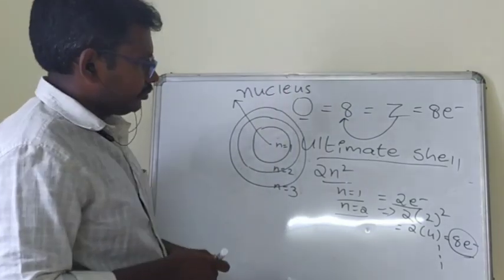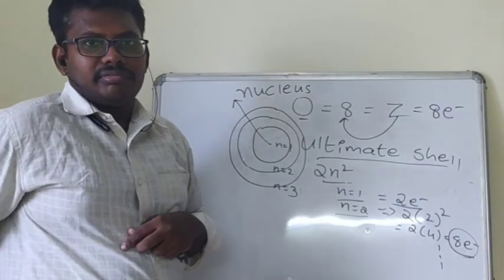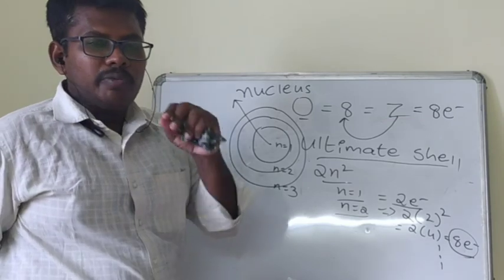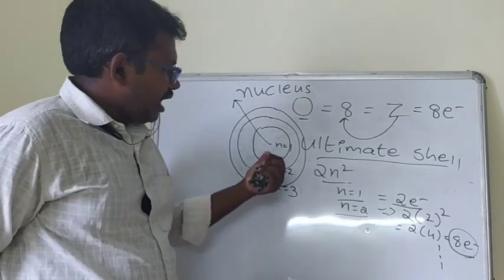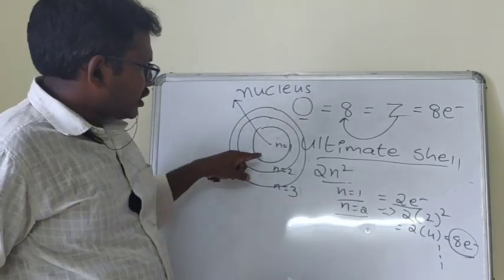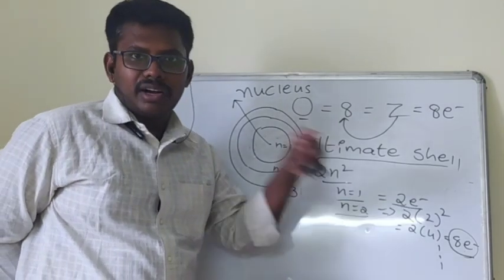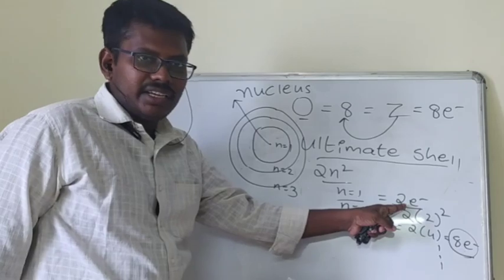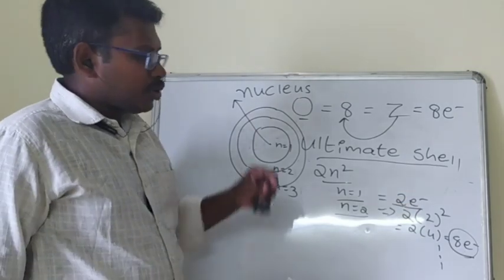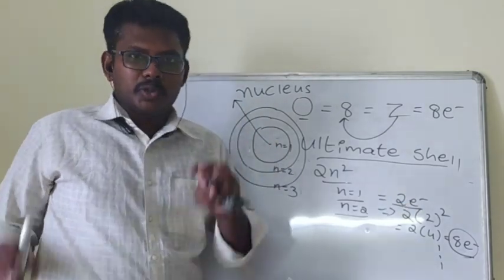Okay, now see. 8 electrons are there in the oxygen. Now I want to arrange the 8 electrons orbit-wise. Now come to the first orbit. What is the first orbit capacity? 2 electrons. First orbit capacity is 2 electrons only.